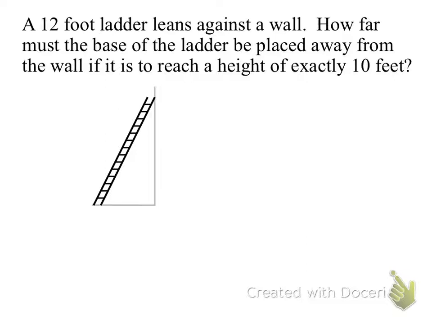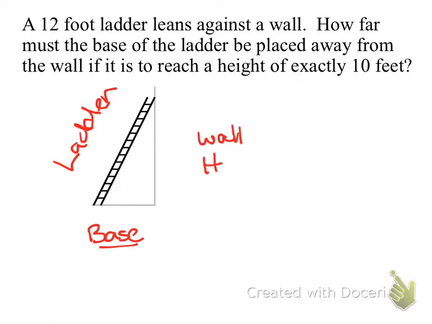So let's talk about the different parts. We say that this dark black thing is the what? That's the ladder. What's this down here? That's the base. And this is either the wall or the height. Does that make sense? So what numbers am I labeling these with? And notice it makes a nice little right triangle. Okay, Phoebe. Well, it tells you right away that the ladder is 12 feet, and then also it tells you that the height is 10 feet. And so what's unknown? The base. And it says, how far away must the base be? So that's my x.